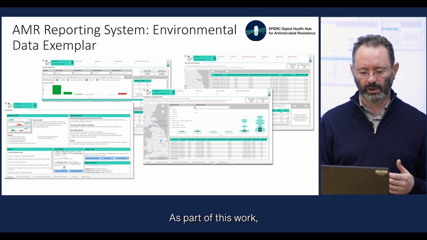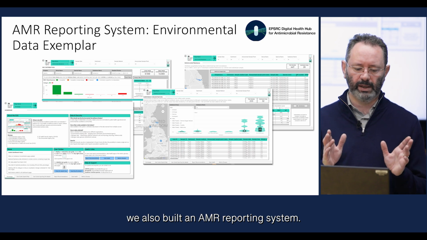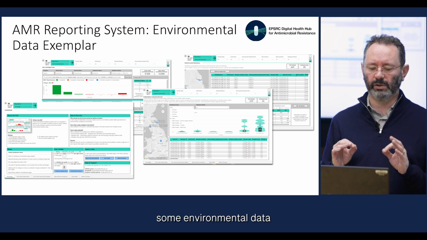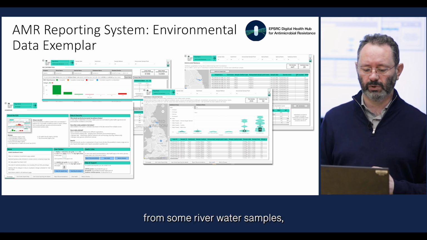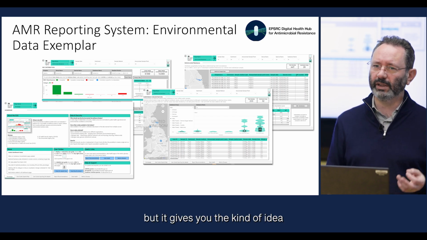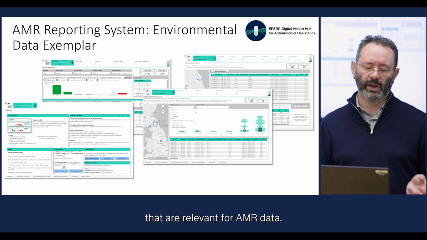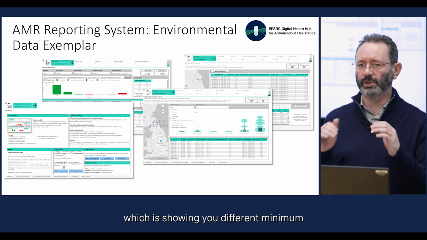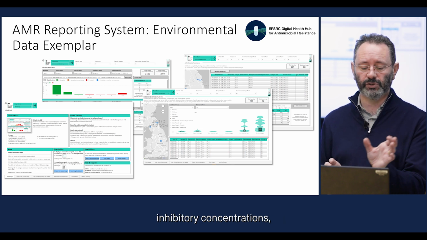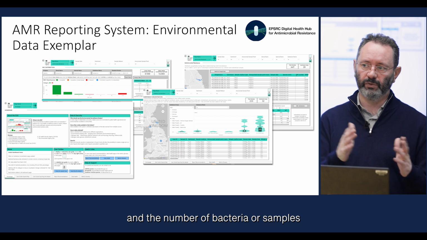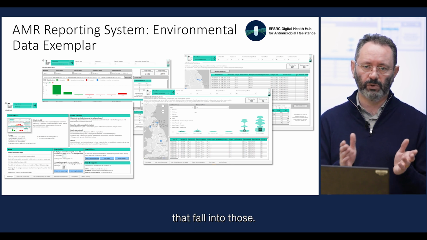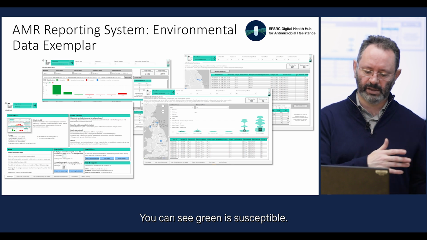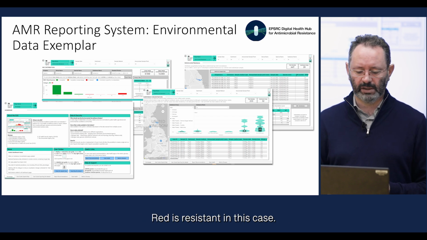As part of this work, we also built an AMR reporting system. In this case, it was just showing some environmental data from some river water samples, but it gives you the kind of idea of the visualizations you could create that are relevant for AMR data. Here at the top, you can see a bar chart showing different minimum inhibitory concentrations and the number of bacteria or samples that fall into those. So it gives you a good idea about the proportion of susceptibility. You can see green is susceptible, red is resistant in this case.